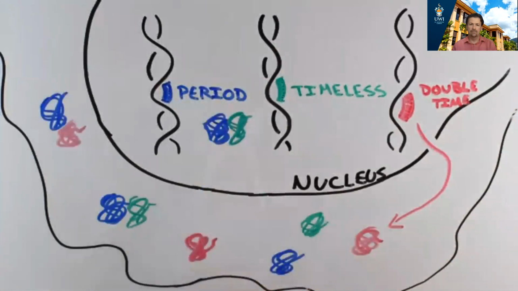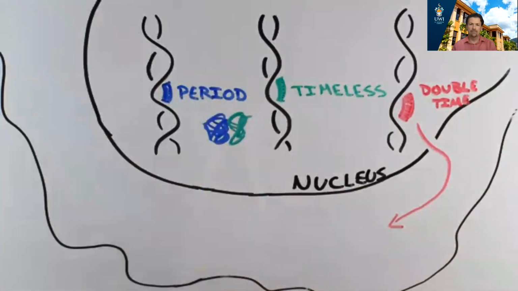But once the amount of period in the cell gets too low, the whole process starts up again. A calm, cool, and collected 24-hour cycle. After the discovery of double time, the molecular basis of the circadian rhythm was well in hand. Scientists are still working out other rhythm details and how the circadian rhythm affects the rest of your body, but thanks to Dr. Hall, Dr. Rosbash, and Dr. Young, the molecular basis was no longer a mystery.